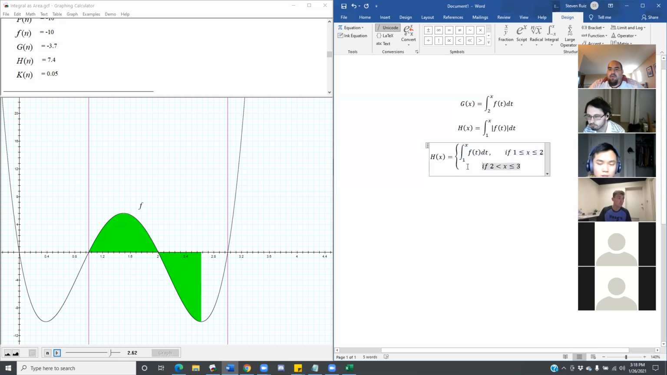How about this second part? What happens if x is between 2 and 3? Would you have to do two different integrals? So you would do the integral from 1 to 2 of f of t dt. Okay, let me pause you right there. The integral from 1 to 2 of f of t dt.